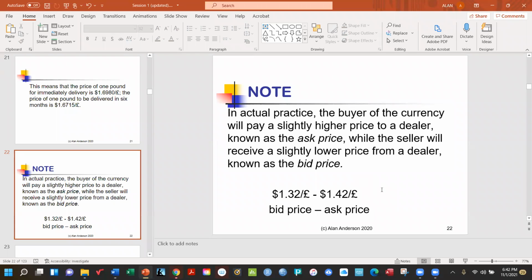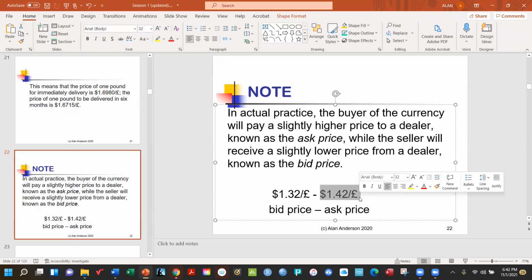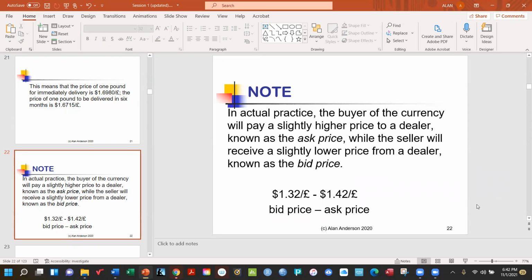If you want to buy the pounds, you have to pay the higher price, the ask price. If you want to sell your pounds, you're going to receive the lower price, the bid price. You're going to lose on every transaction. What you're losing, though, is the profit of the dealer. Without that, there'd be no dealers, and we couldn't get our currencies when we need them.